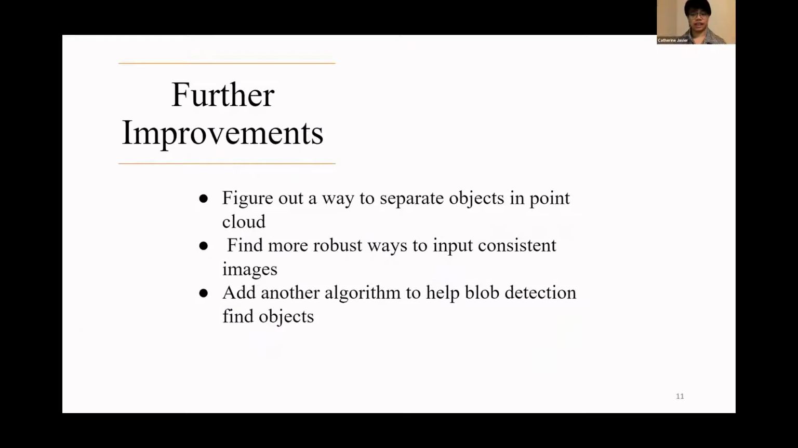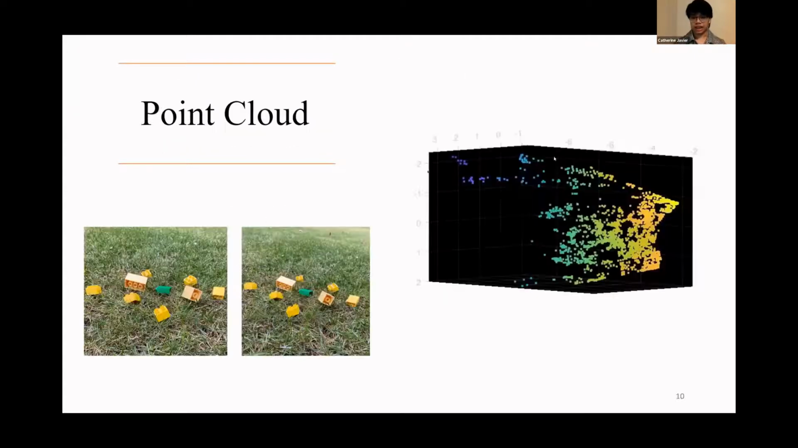Okay, so now that you know a little bit about the project and its results, there are some further improvements that we would like to make if we had more time. The first way is to find a better way to distinguish the objects we want to find in the point cloud. As you could see in here, it's a little hard to tell what this is.